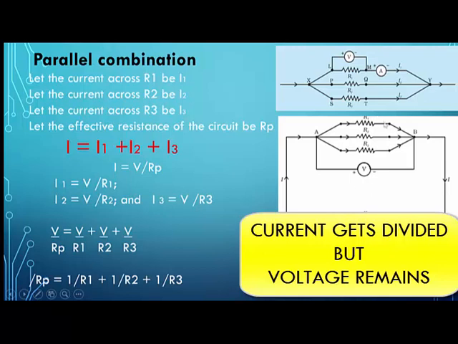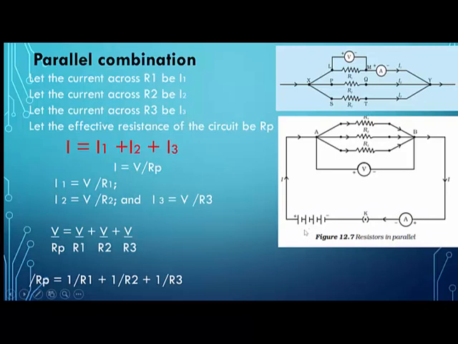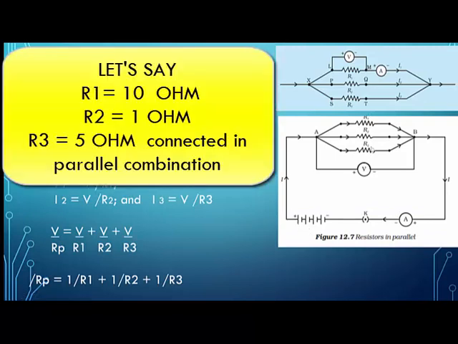Because again there is the same important point that I am trying to tell you. When the resistances are connected in parallel, the current I gets divided. R1 is 10 ohms, R2 is 1 ohm, R3 is 5 ohms. It is 10, 1 and 5. Which is the smallest resistance? R2.